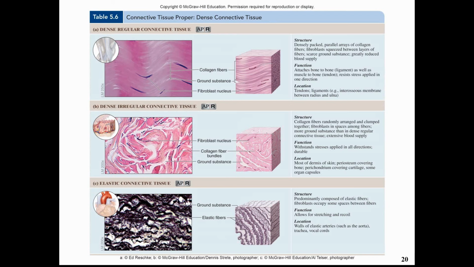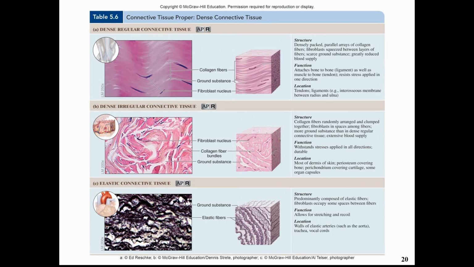And then elastic connective tissue is found only in a couple places of the body, primarily in the very large arteries of the body, the aorta and the pulmonary trunk. The elastic connective tissue has an abundance of elastic fibers, and it's extremely stretchy.